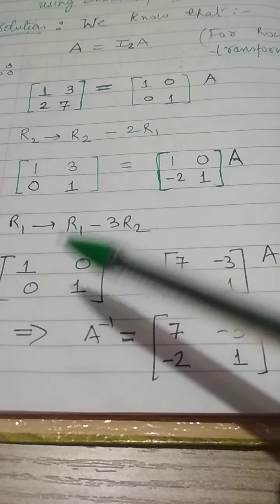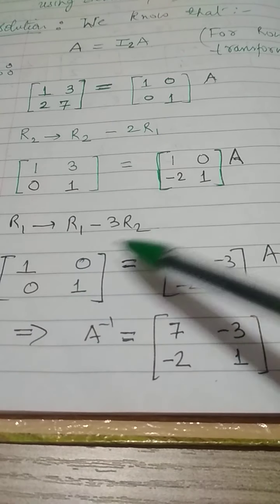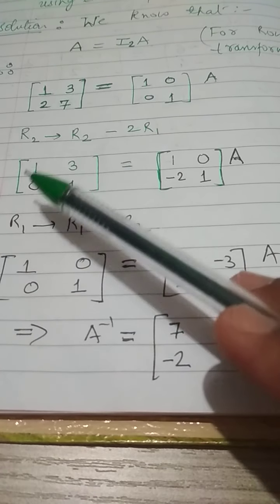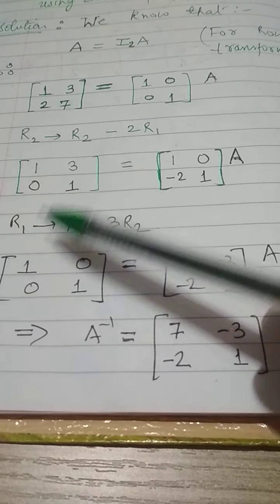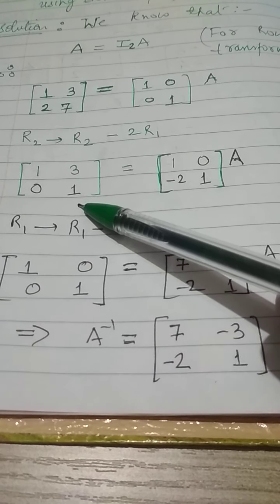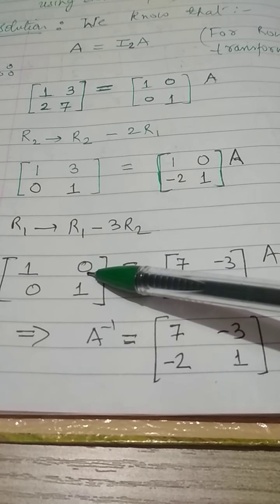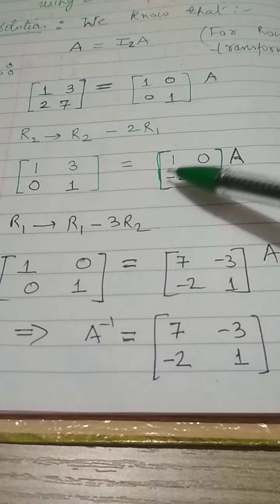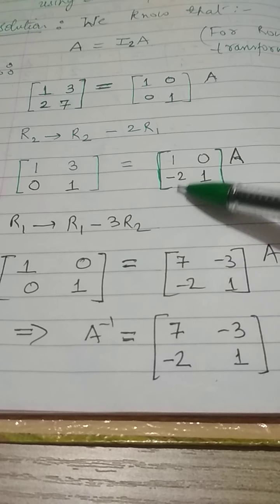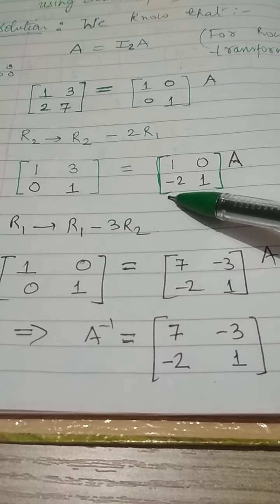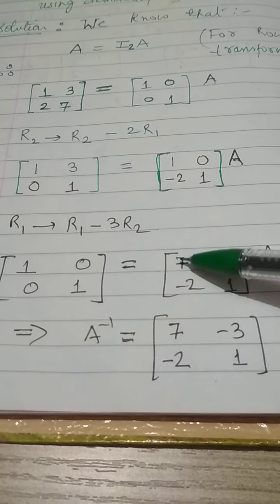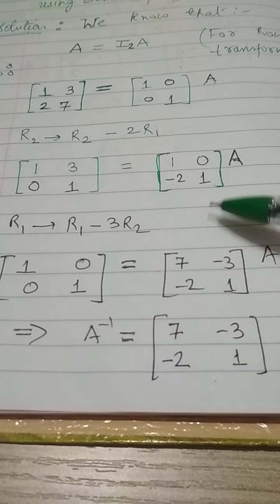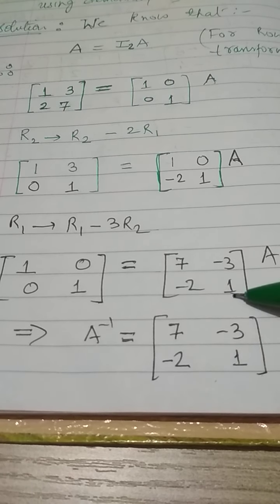With reference to the identity matrix [1, 0; -2, 1], R1 changes to R1 minus 3 times R2. So 1 minus 3 times 0 will be as it is, 1. 3 minus 3 times 1 will be 0. And the second row will be as it is. Similarly here, 1 minus 3 times minus 2, that is 1 plus 6, that is 7. 0 minus 3 times 1, that is minus 3. The second row, minus 2 and 1, will be as it is.